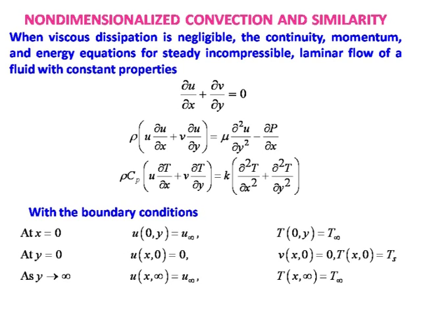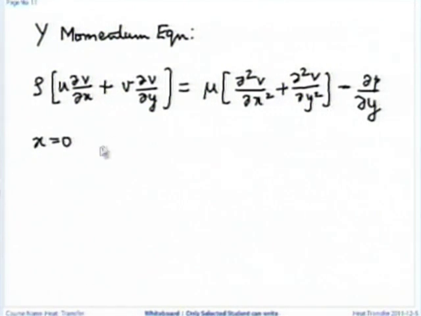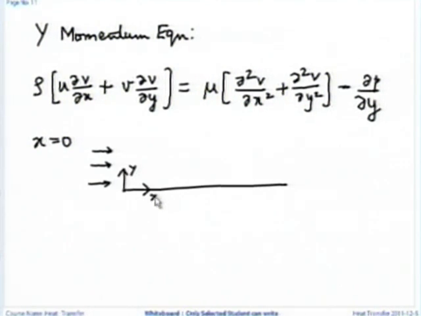So what happens to this for a flow when we have this kind of situation? You are talking of steady incompressible laminar flow of a fluid with constant properties. This is a set of equations and the boundary conditions. At x equal to 0, what does x equal to 0 represent? Let us say I have flow over a flat plate. This is my coordinate axis. X equal to 0 represents this point.